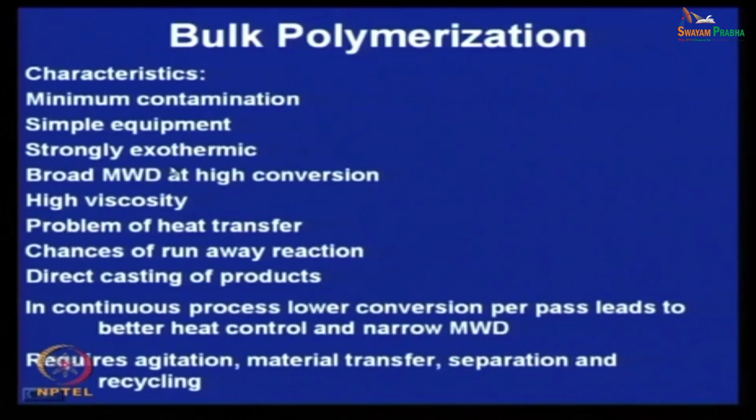Now, sometimes it is strongly exothermic for addition chain polymerization, whereas it is less exothermic for condensation chain polymerization. Now, if one goes to higher conversion, then it may give broad molecular weight distribution. Again, here is a science, underlying science in this telling broad molecular weight distribution at high conversion. What is that science? Now, as the growth occurs, the mass becomes more and more viscous.